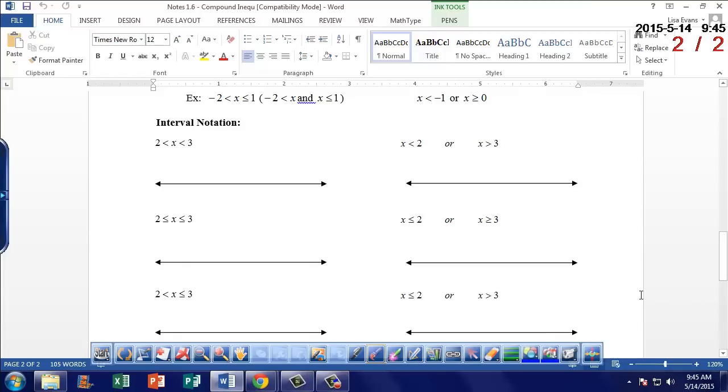Okay, so first thing I'm going to do is graph these things on the number line so that we can see what the number line looks like, and then we can go ahead and write our answer in interval notation. So as you notice, I have 2 and 3 everywhere. So I'm going to go ahead and put 2's and 3's on every single number line.